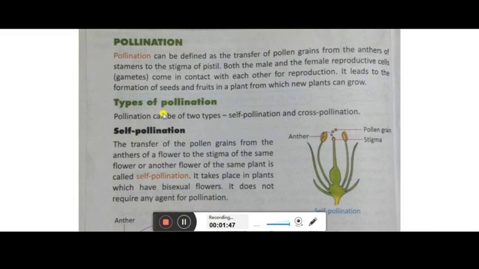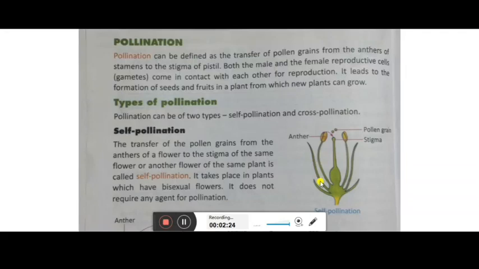Now here come the types of pollination. What are the types of pollination? Especially there are two kinds: self-pollination and cross-pollination. Starting with self-pollination: the transfer of pollen grains from the anthers of the flower to the stigma of the same flower or another flower of the same plant is called self-pollination. That means the plant is the same, but you can see that here the anther has the pollen grains and they go to the stigma. So basically it happens in bisexual flowers.